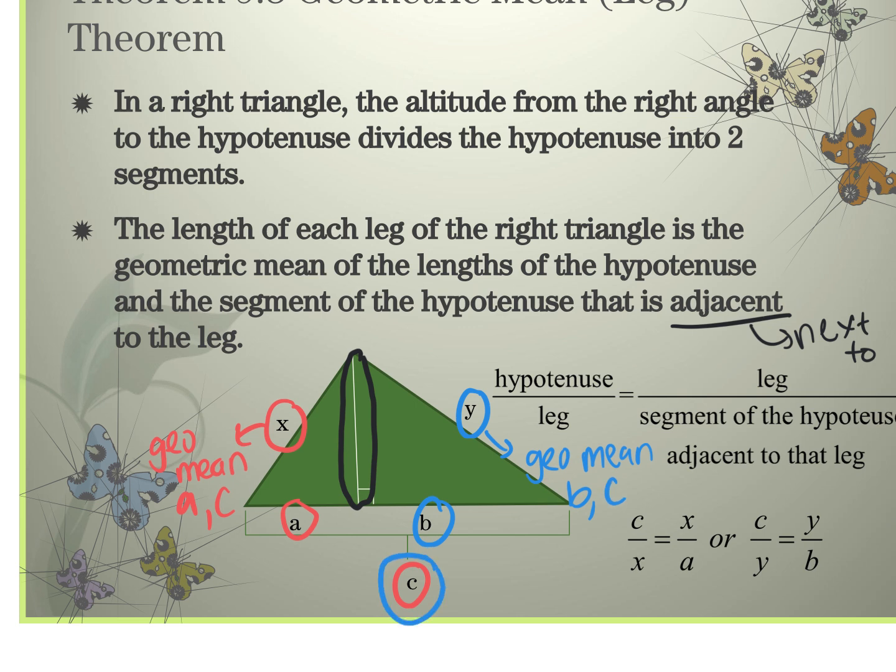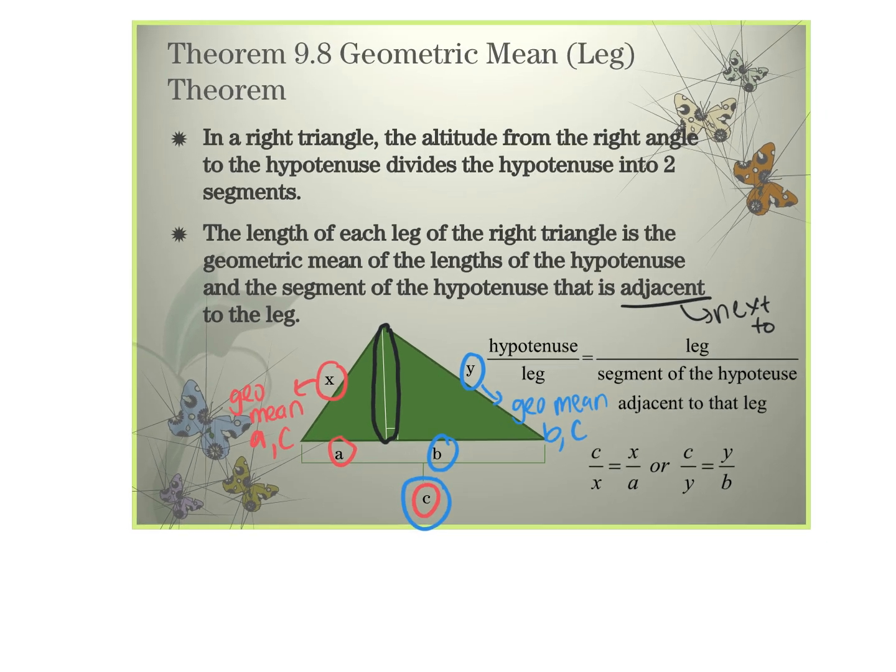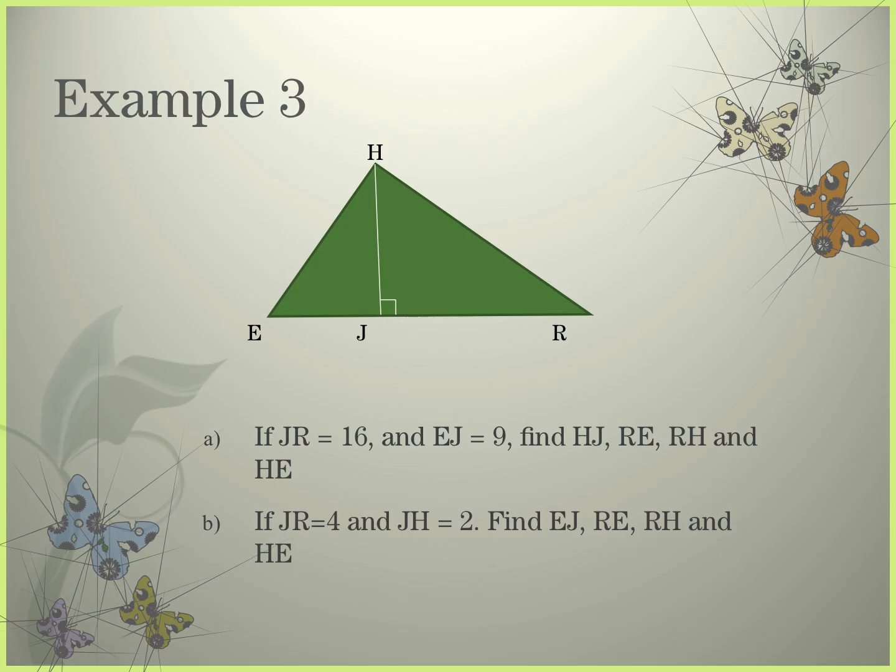Now, this is different than that one down the middle. Do you guys see the black one that I circled? The black circle around that segment? That segment, that altitude, was the geometric mean of what 2 values before? A and B, okay? We are not using A and B together now. We're using A and C or B and C, depending on which side we want, okay? So let's go ahead and try some practice with this.